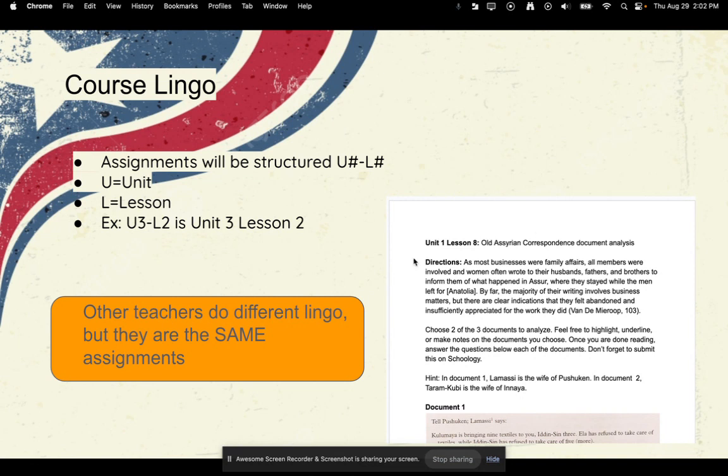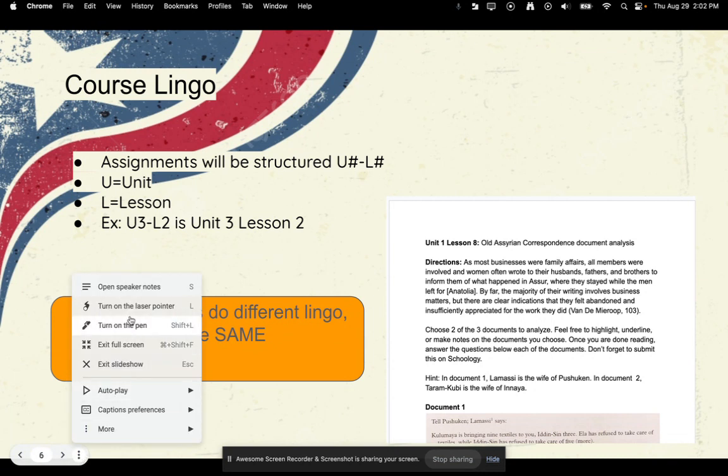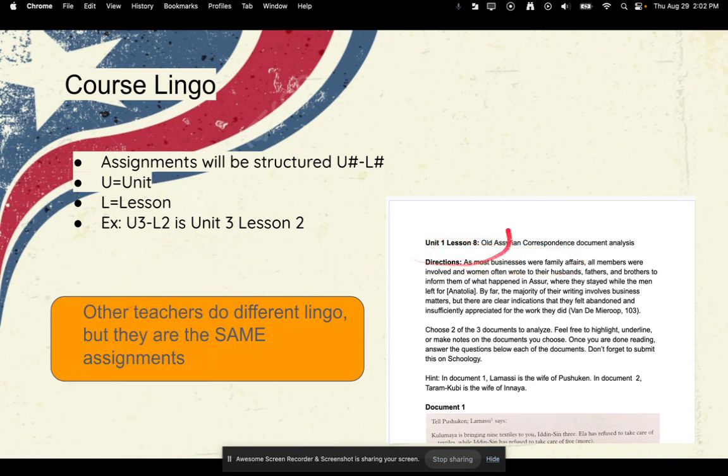So when you see an assignment, you're going to see an assignment that looks like U number dash L number. And you're like, what the heck does that mean? So U stands for unit, L stands for lesson. So for example, this is an example from world history, but if I said U1-L8, that means unit 1, lesson 8. Or U3-L2 means unit 3, lesson 2. So that's how I structure my titles for my assignments. But again, I will be doing the exact same assignments as Hamilton and Kaminsky sections.